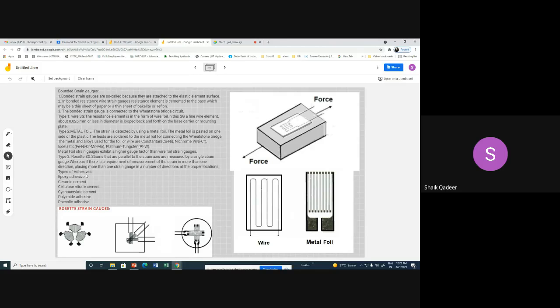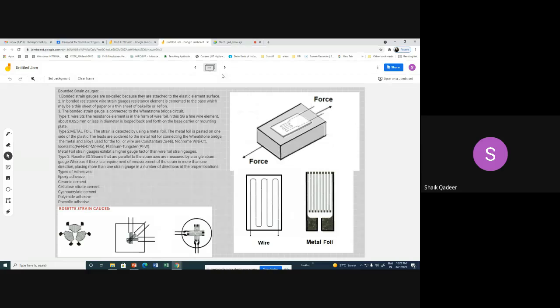The types of adhesive used for bonding strain gauges are epoxy adhesive, ceramic cement, cellulose nitrate cement, cyanoacrylate cement, polyamide adhesive, and phenolic adhesive. The reason why I am giving this information is that in the theory examination, you need to support your answer with this content. That's why the theory is added. Hope it is clear to everybody. Can I move further?